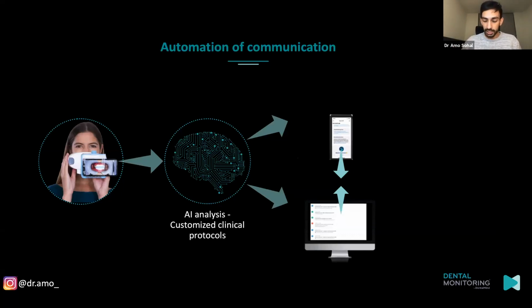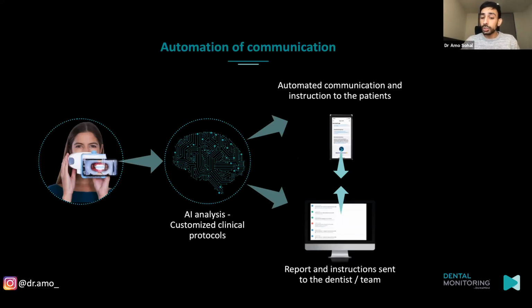Once we have the customized clinical protocols, these will then be communicated. They are automated communications that send instructions to the patient, and then you also get a report and instructions sent to yourself and also your team. And then you get a back and forth messaging or questions with the patient, with yourself or the team. So again, we can close the entire loop here where you are still in control to offer the patient any more added advice that you want to do here.